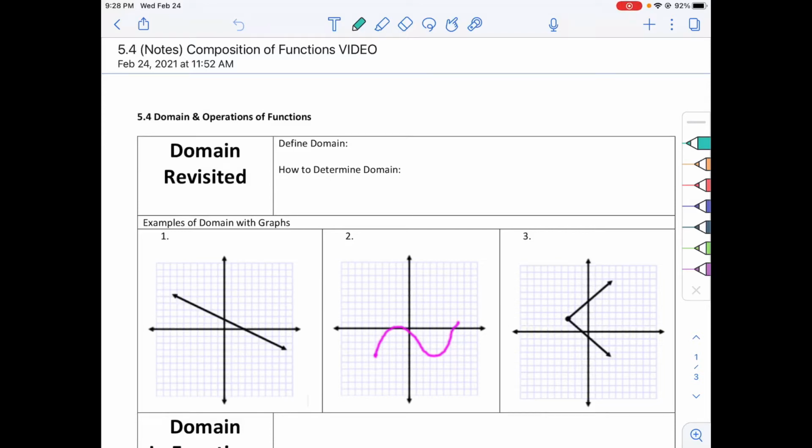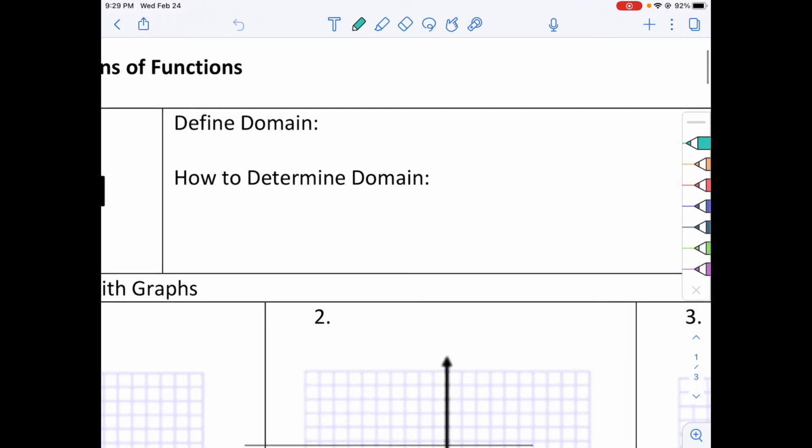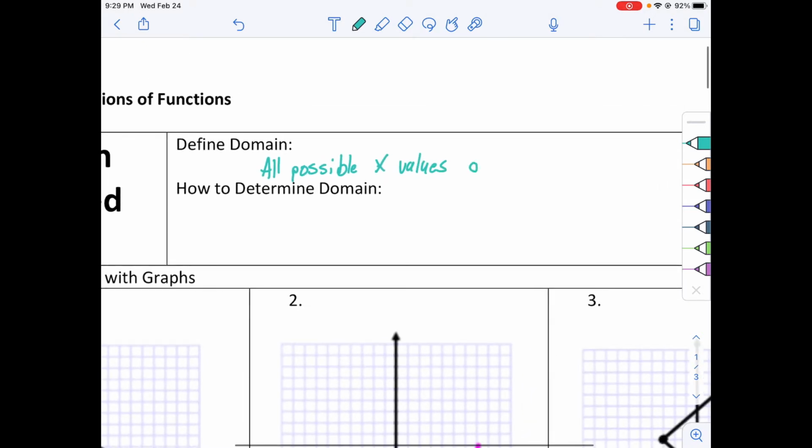All right, everybody. So today we're looking at composition of functions, but more specifically, the domains of composition of functions. So in order to talk about those, we first need to define what the domain is. The domain is all possible x values of a relation. So all possible x values of a relation is the domain of that relation. How can we determine the domain?